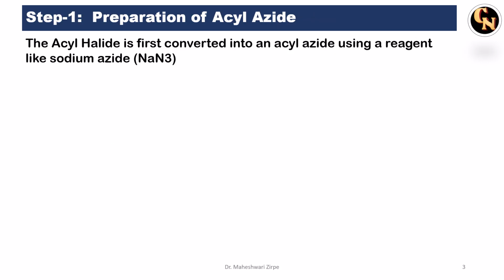The first step is to prepare the acyl azide, and acyl azides can be prepared in various ways that we will see in the further slides. But let us first look at the preparation of acyl azide from acyl halide. You can take either acyl chloride or acyl bromide. The acyl halide is converted into acyl azide using the reagent sodium azide.